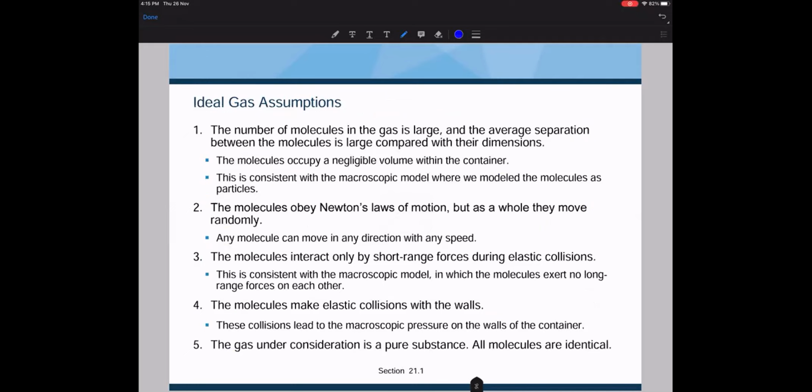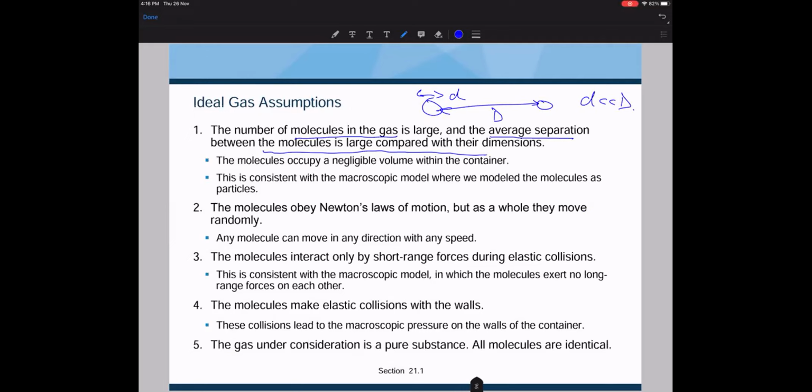So the assumptions are as follows. First, you have, of course, a large number of molecules in the gas, and they are well separated apart, meaning that each molecule has a certain diameter, and the separation between them is much larger compared with the diameter of the gas molecules. So that is a very fundamental assumption.